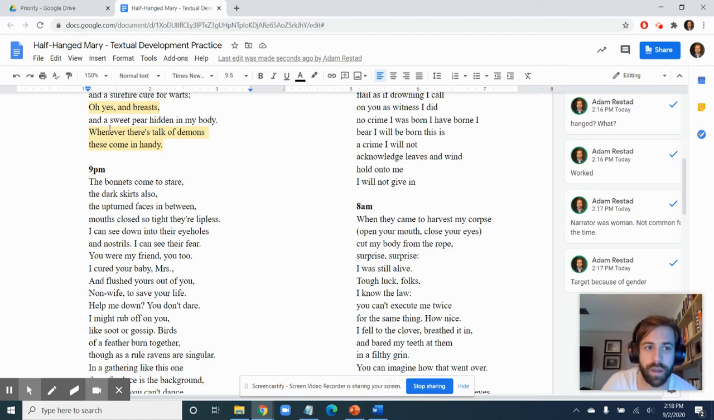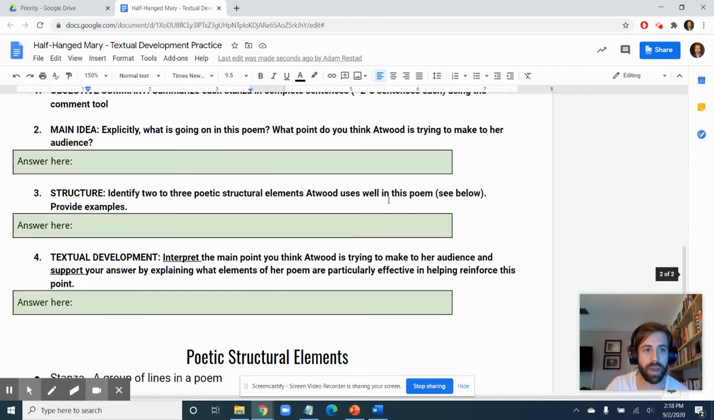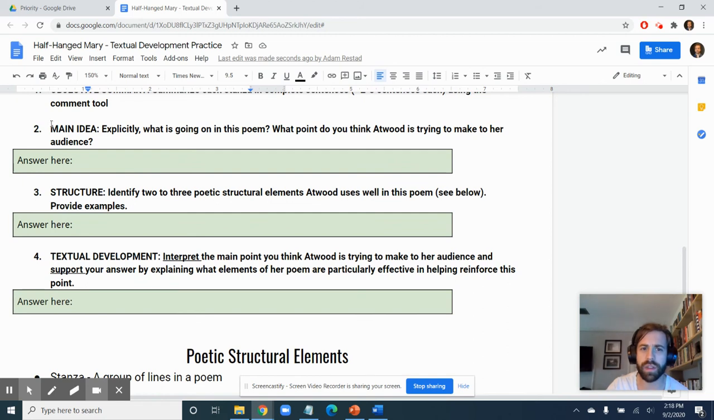So when you get done annotating the rest of the stanzas, I want you to come back down over here and just do your best to answer these three questions. And some of these can be really, really short, like identify. Remember, that doesn't have to be a long answer. Put your summaries together to explicitly state what's going on in the poem. Just tell me, on the surface level, what do you think happened?